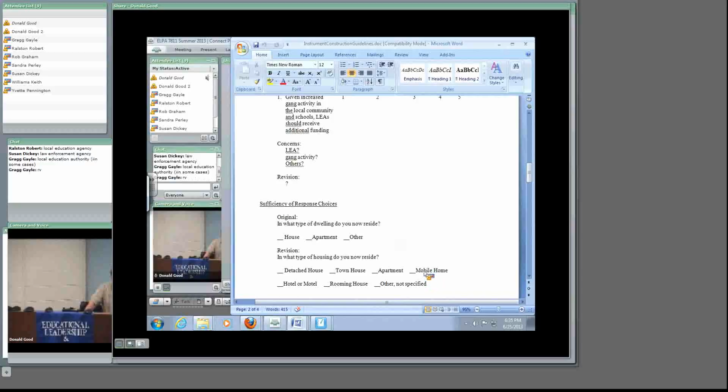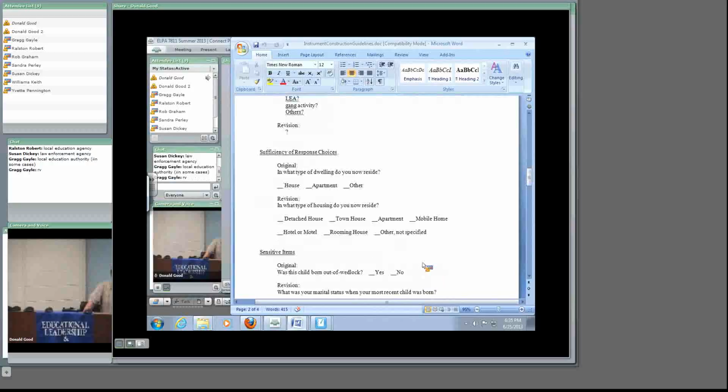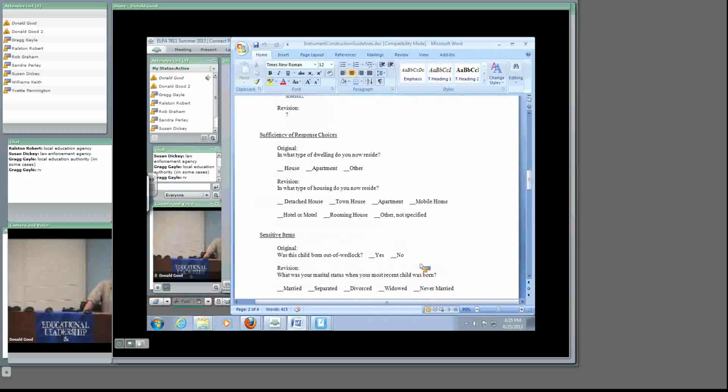Sensitive items. Original: was this child born out of wedlock? And by the way, that is the edited version. Could have been worse. What if I say, and I don't know if this is much less offensive, but it seems to be at least a little bit, what was your marital status when your most recent child was born? Is that a little better? I think it's still a sensitive question, but probably not as bad as the original item was written.